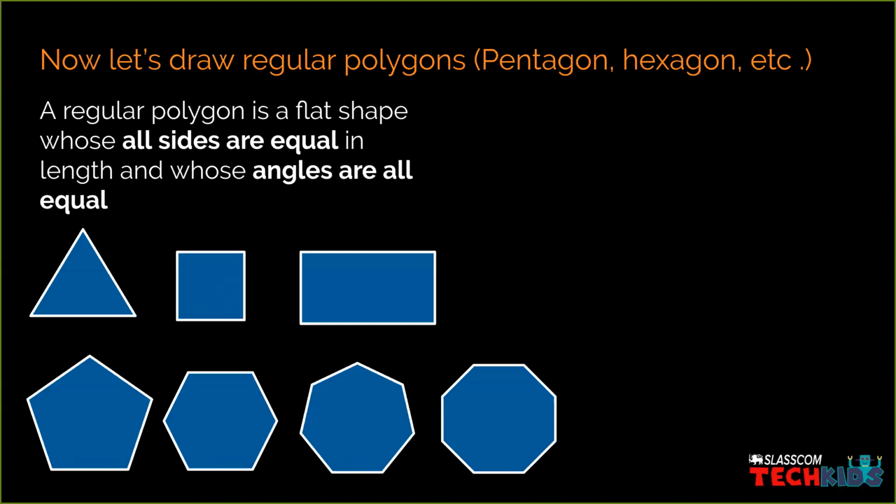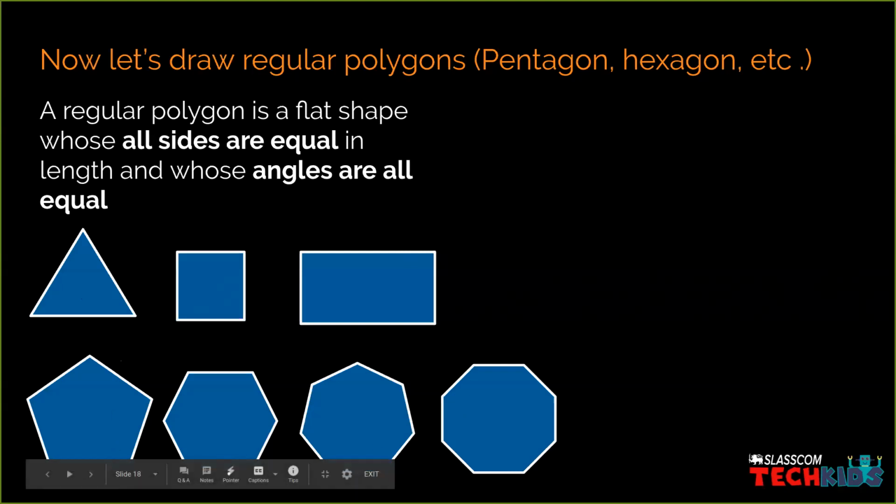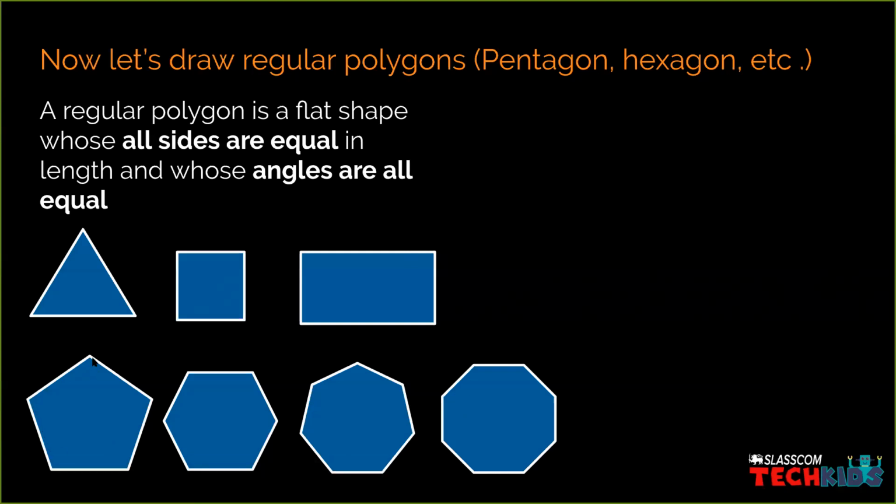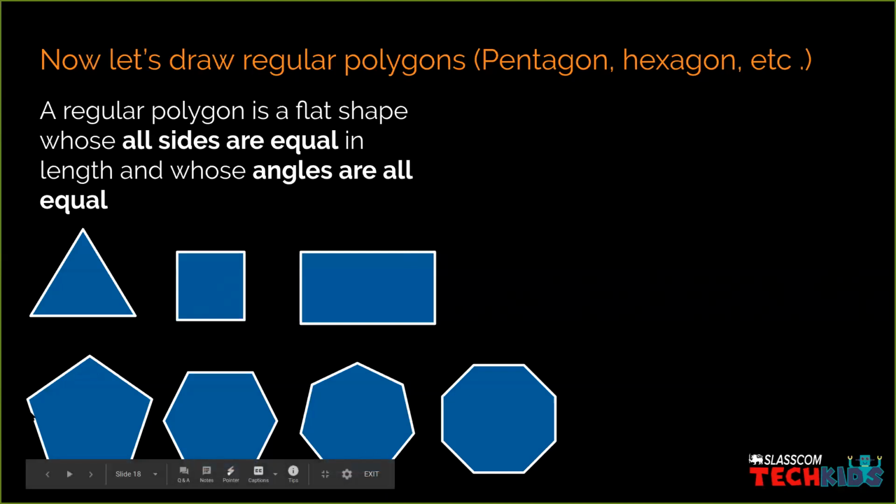Okay, so when it comes to the polygons, what you have to keep in mind is, say in a pentagon, there are 5 sides, but all these sides have the same length. And all these angles are in the same degree also. So in a hexagon, there are 6 sides. All these 6 sides are the same length. And all these angles are also the same size, same number of degrees.